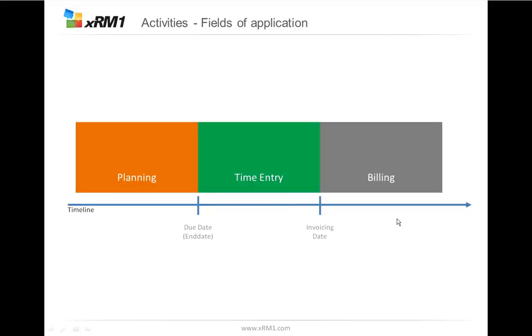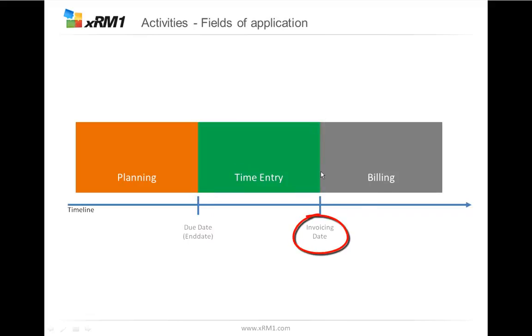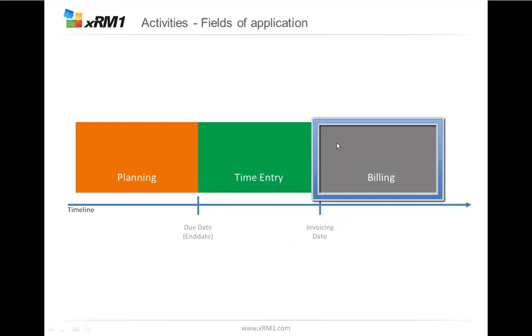If this is a timeline, so let's say I plan an activity on next Friday, then I create this activity, it's for planning. At the same time, it blocks me out from my resource calendar. As soon as this due date is reached and we mark this activity as complete, this activity acts as time entry, and as soon as the invoicing date is reached and when we want to invoice, we can take the activity and invoice it to the customer.